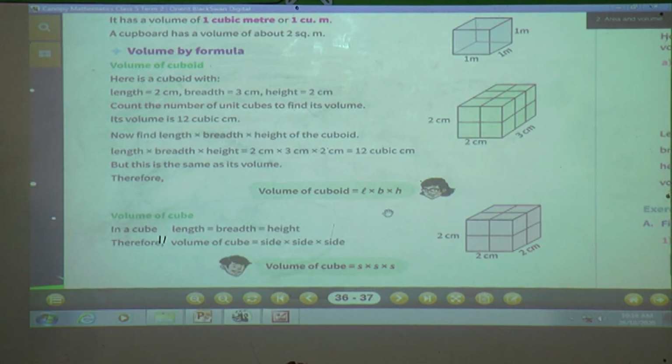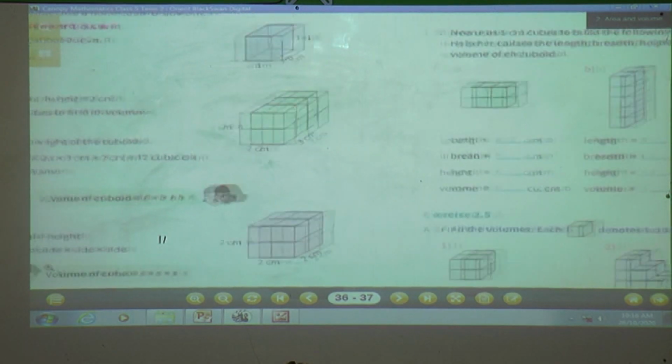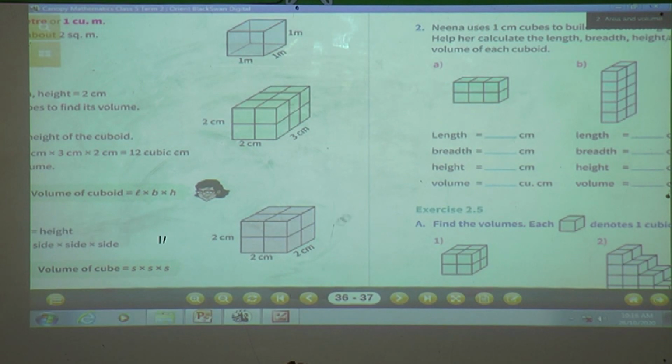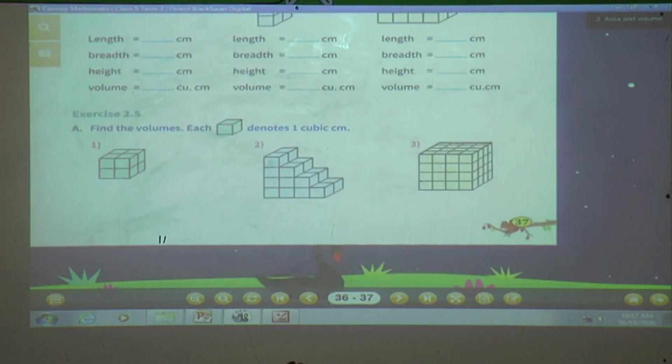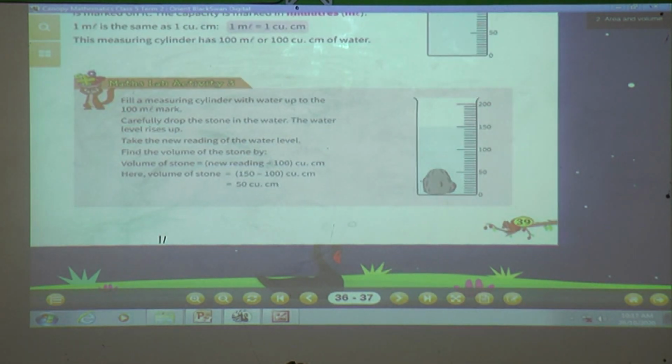Okay, so learn the formulas of area of rectangle and square and even the volume of cuboid and cube. So see the page number 37. Here also the examples based on volume. So just solve by the formula.